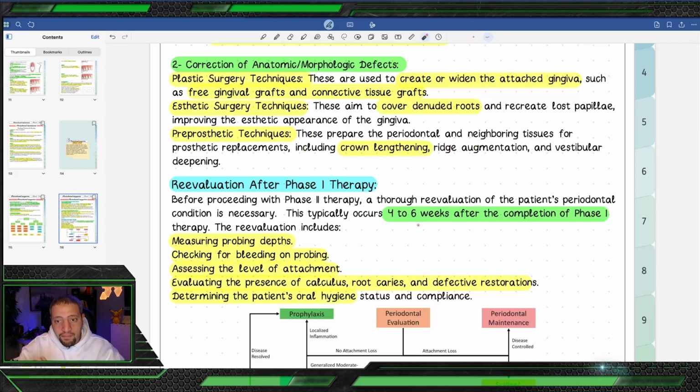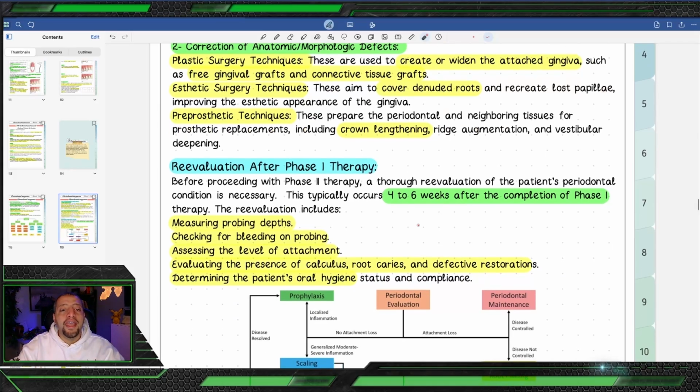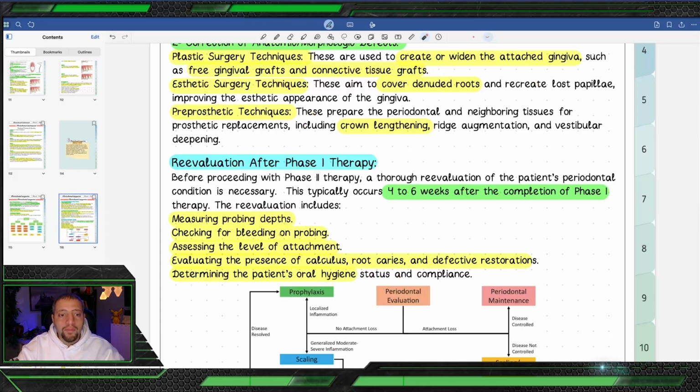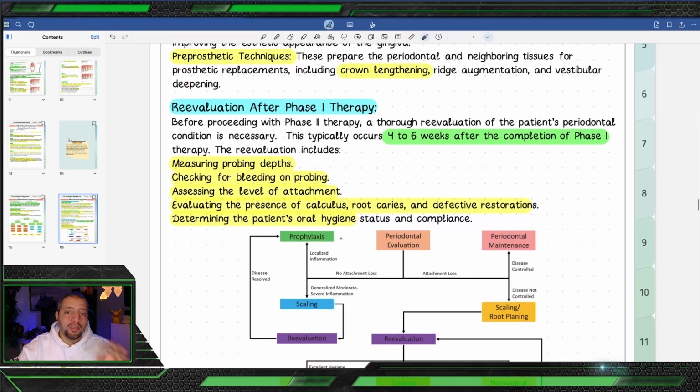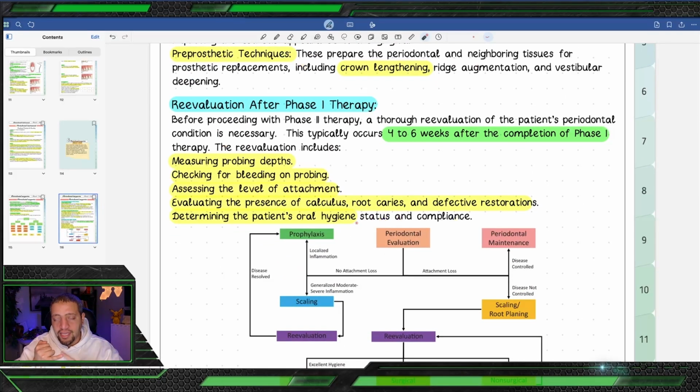So if the patient comes for the re-evaluation, you are going to measure the probing depth, check for bleeding on probing, assess the level of attachment, evaluate the presence of calculus, and determine the patient's oral hygiene. If at this point you see the probing depth is reducing but still high, what is the meaning of this? So if you start at 6 and end up at 5, and the bleeding is not coming from other locations, start at 5 or 4, and this 5 and 4 become 4 to 3. So he's improving everywhere.